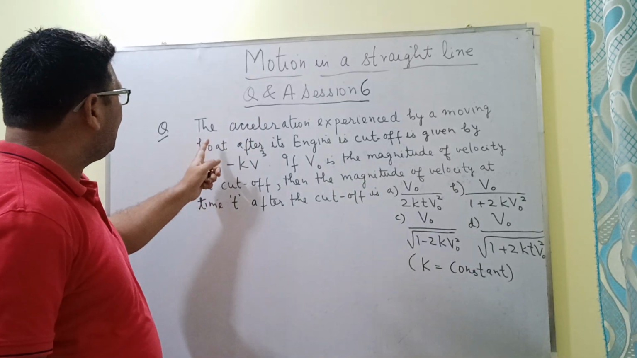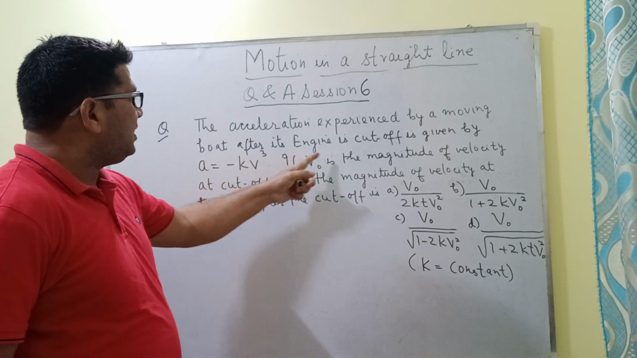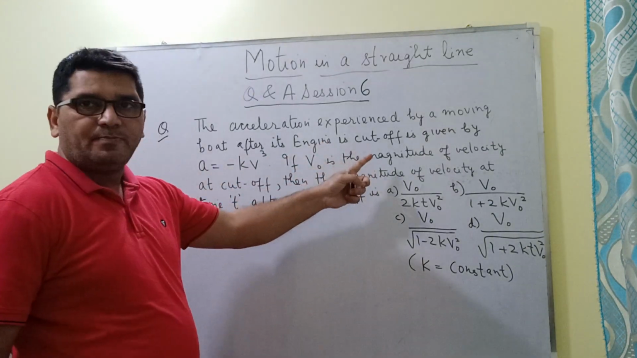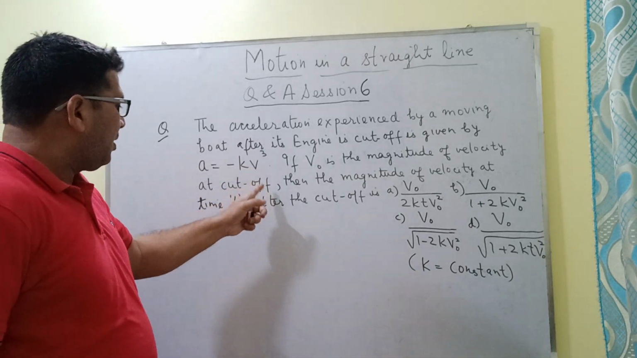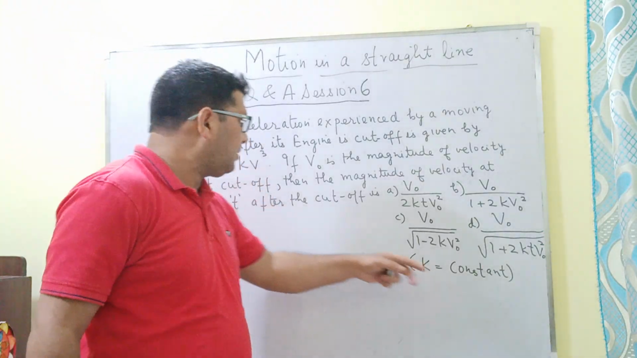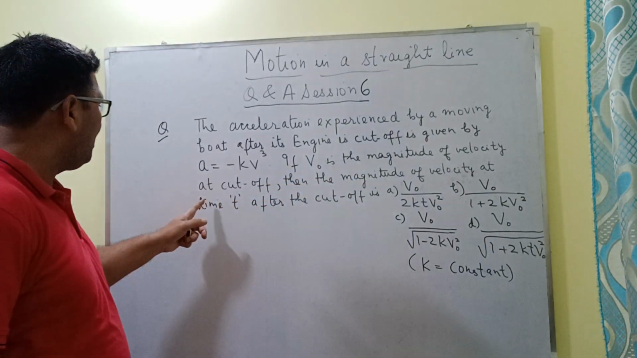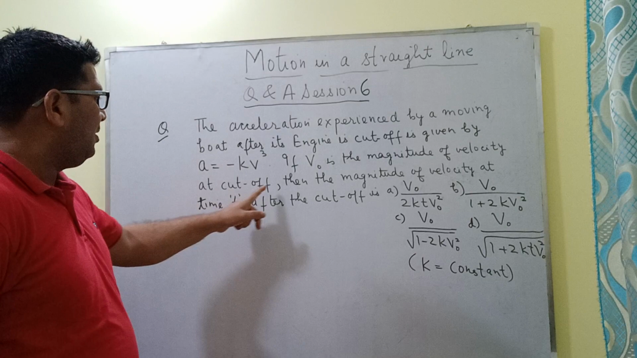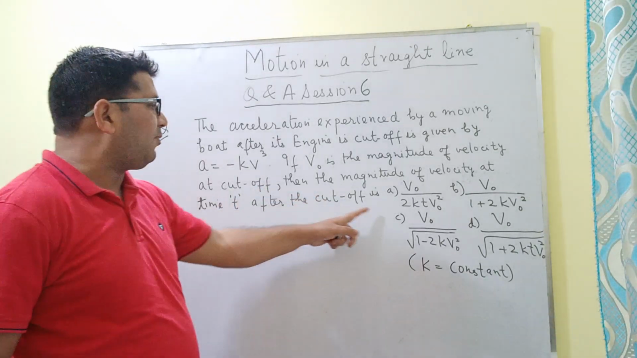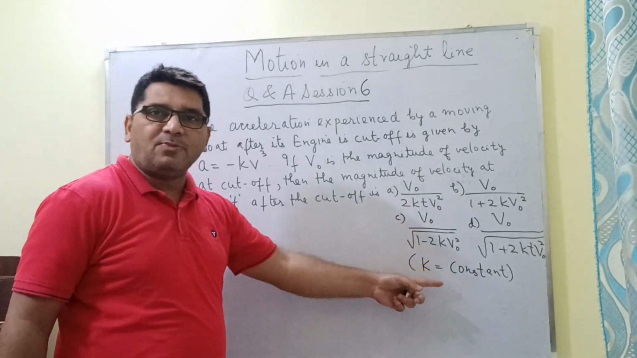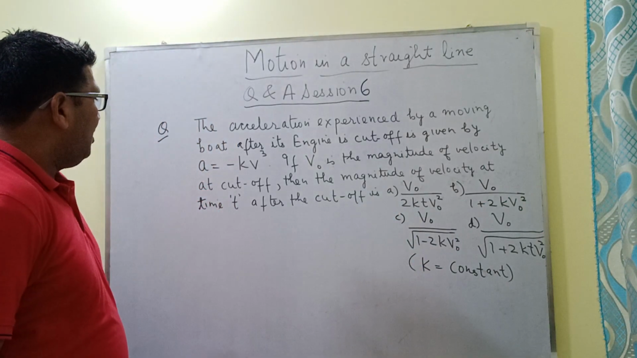And the question here is, the acceleration experienced by a moving boat after its engine is cut off is given by a equals minus k v cube, where k is a constant. If v naught is the magnitude of velocity at cutoff, then the magnitude of the velocity at any time t after the cutoff is given by, these are the four options which are given to us and we have to find the correct one.